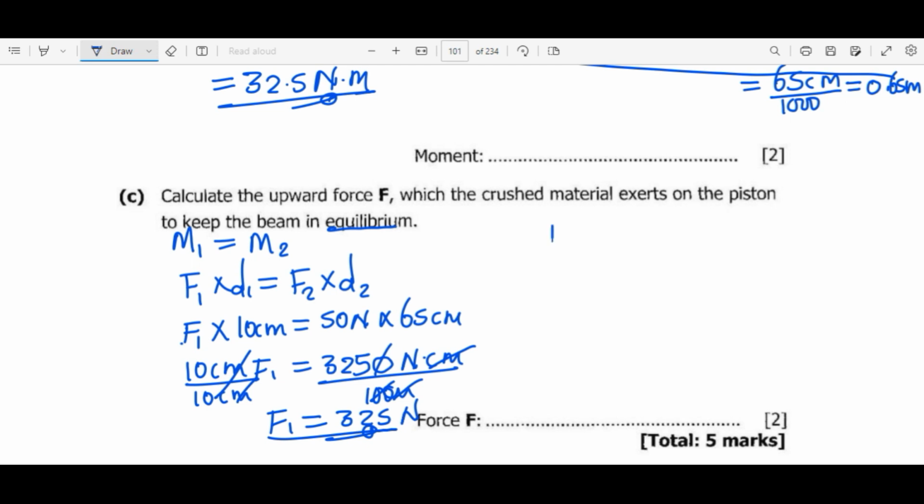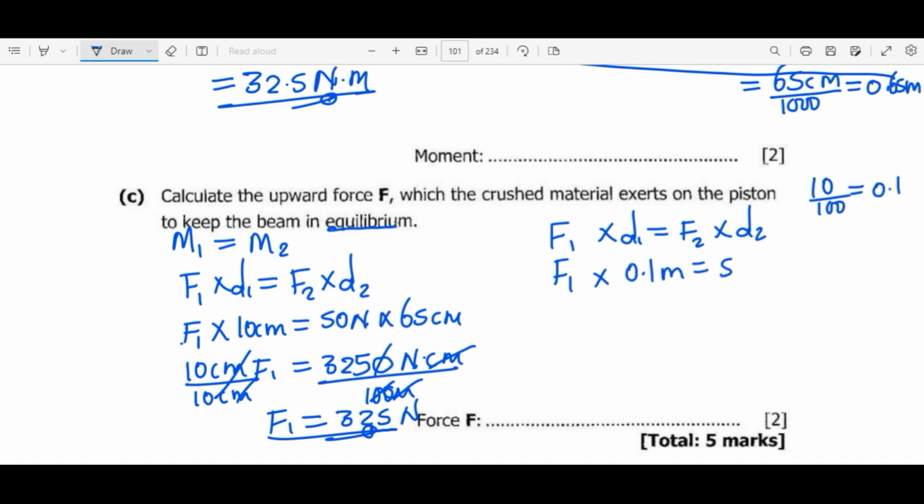Now let's say we convert the distance, we use the distance in meters. Can we get the same answer? Let's try. So we are still solving for force 1. Distance 1, we know that it's 10 centimeters. So if we divide by 100, this will give us 0.1. So we have 0.1 meters. Force 2 is 50 times 0.65 meters. So 0.1 meters times F1 is 0.1 meters F1.